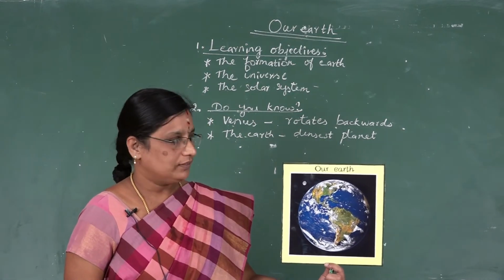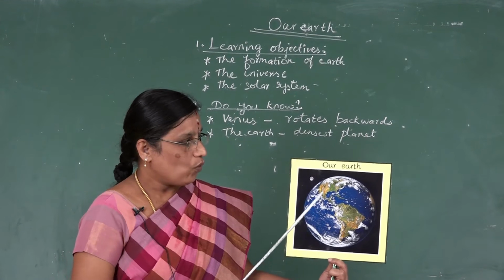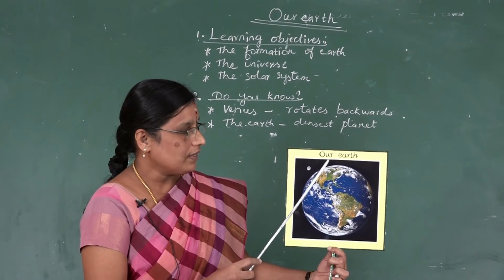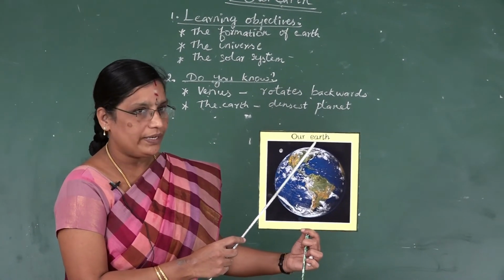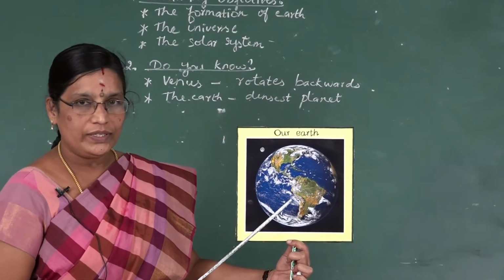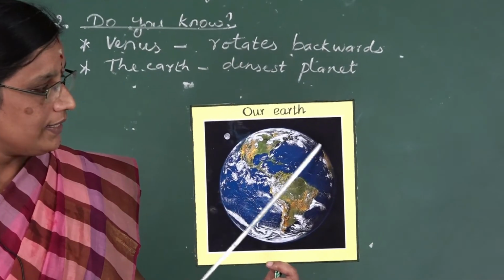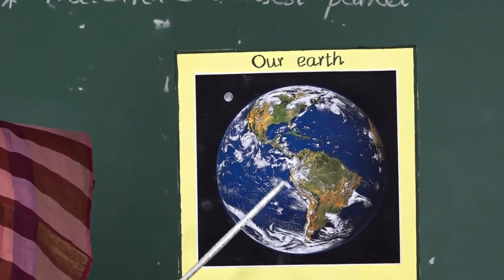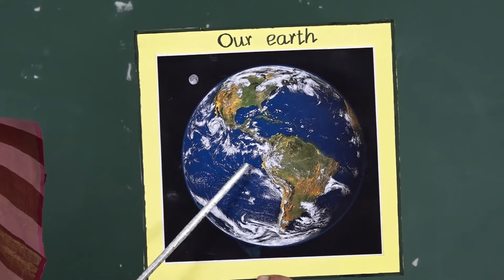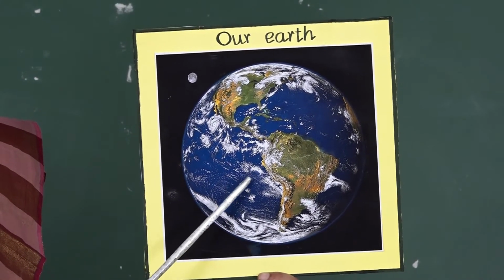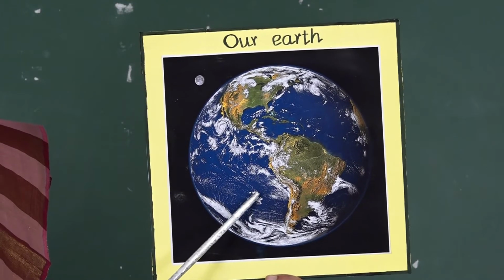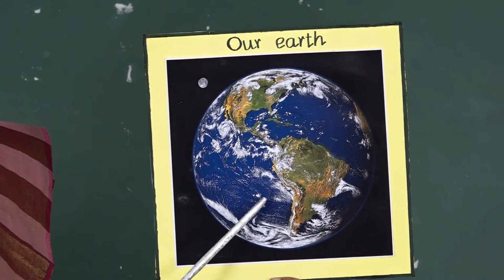Dear children, look at this picture. What is this? This is our Earth, our home planet. What are the features of the Earth? The Earth is in spherical shape. It has the right amount of air, water and temperature. That's why life is possible on the Earth.